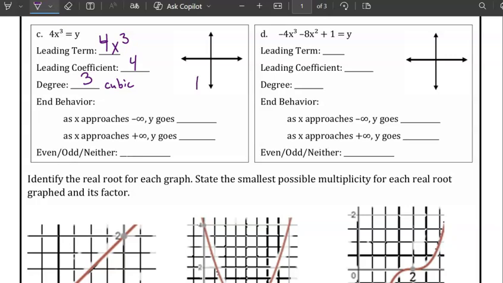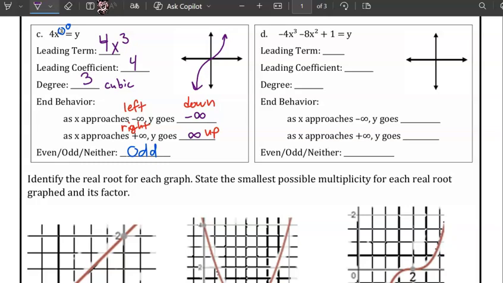The graph will look something like this. On the left side, the y is going to be approaching negative infinity. And on the right side, as x approaches positive infinity, the y also approaches positive infinity. Left, down, and right, up. The only exponent here is a 3, which is an odd number. This is an odd function.